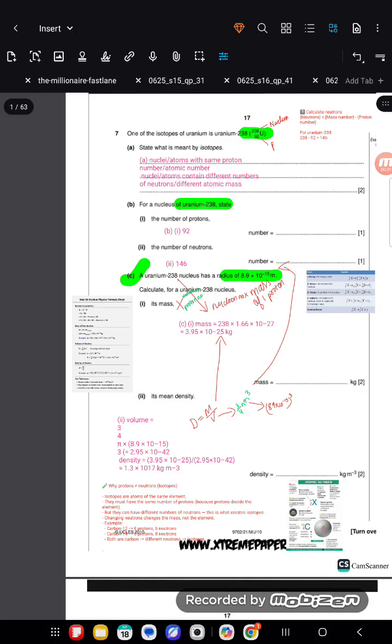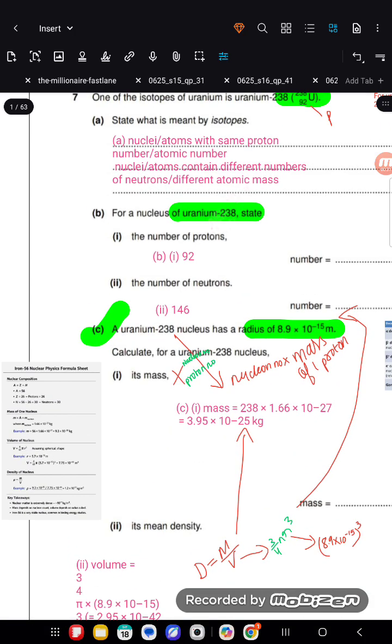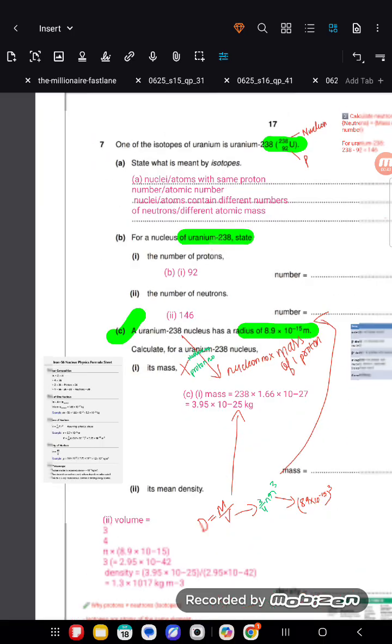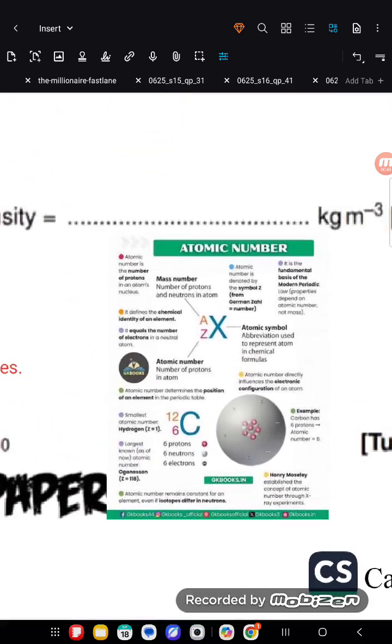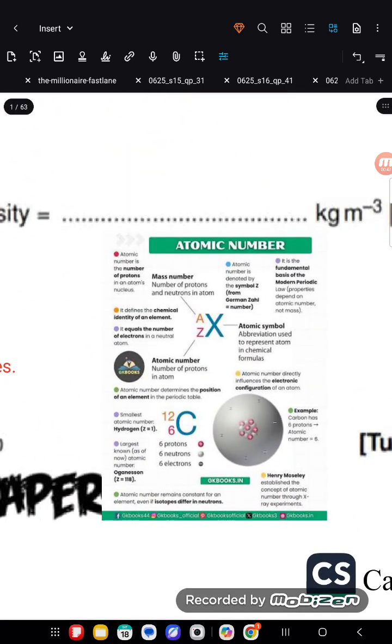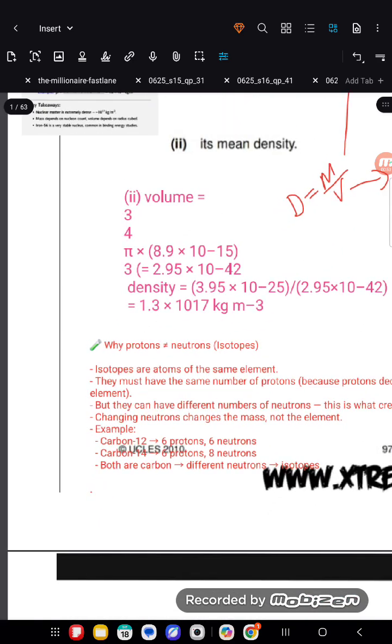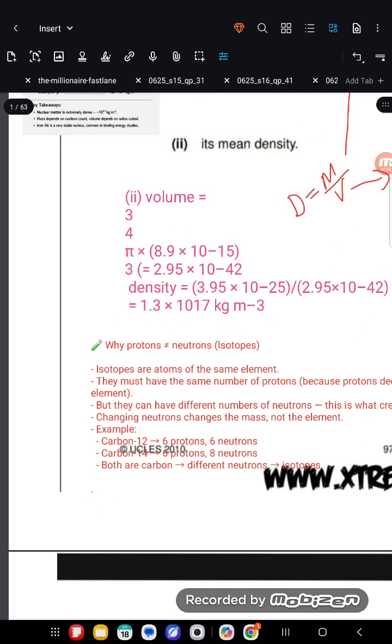Okay, now they are saying for nucleus of uranium is 238. Okay, 238 the nuclear number, you know. Now find the number of proton and number of neutron. So as you know, we have learned like number of proton is equal to number of neutron. But what about the isotope? For isotope, number of proton is not equal to number of neutron.